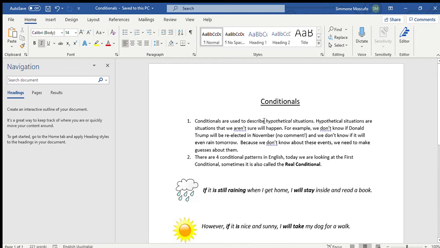So let's have a look up here. I've got this sheet here. Up the top I've got conditionals. Alright, so let's have a look at point number one. Conditionals are used to describe hypothetical situations.